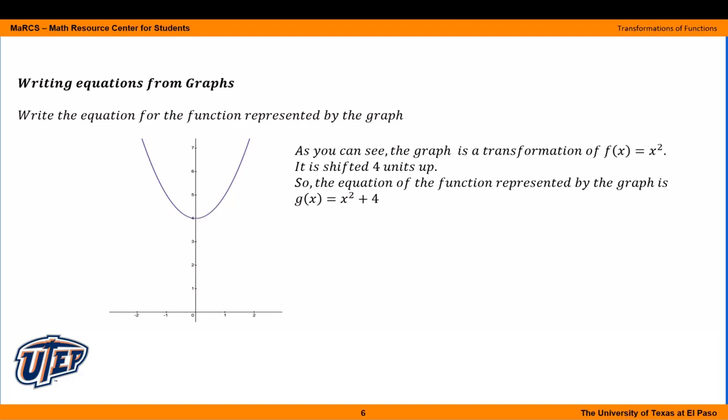Now let's go the other direction, starting from a graph and writing the equation. We recognize the shape as a parabola. So the parent function is f of x is equal to x squared. We can see the graph has been shifted up 4 units. So the equation now becomes g of x is equal to x squared plus 4. The key idea here is to identify the parent function first and then apply the transformation.